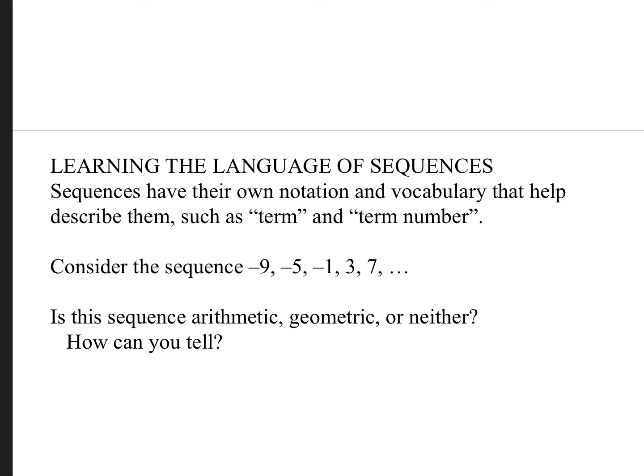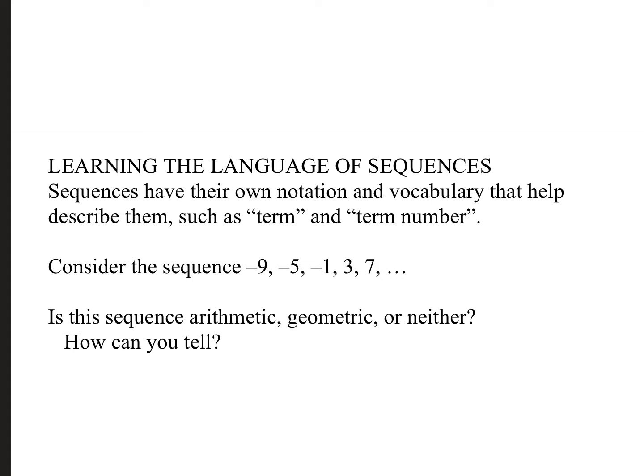More than anything, I need you today to start to learn some special vocabulary. The language of sequences. Sequences have their own notation and vocabulary. We've already sort of talked about terms and term numbers. The term number is like the position in the list, like this is position 1, position 2, position 3, position 4. But the terms themselves are the actual numbers that are in the list.